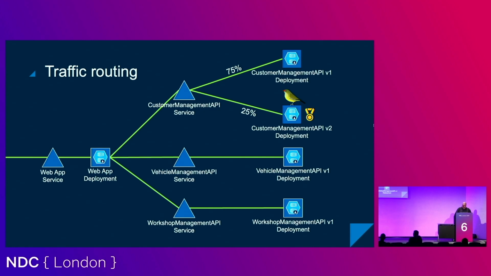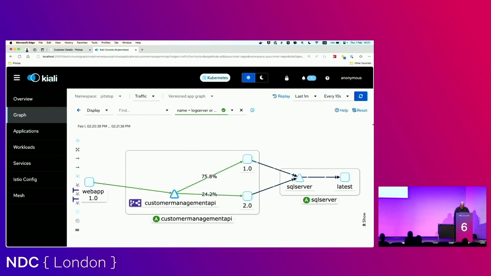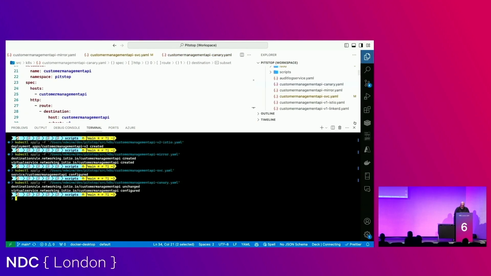To take it a step further, what we can do now is say, well, you know what? I want everyone to enjoy this. Let me just remove the virtual service. I can use the same tool, kubectl, to remove stuff. So I can say delete, and then I will remove this canary release one.